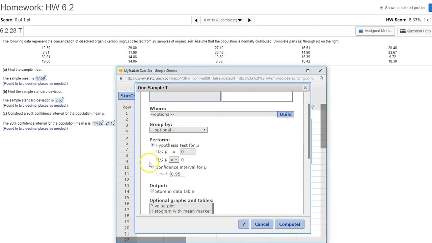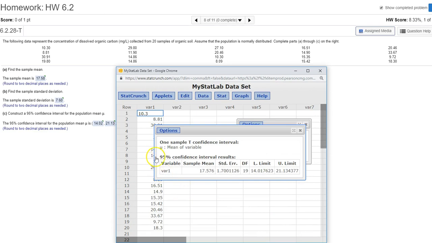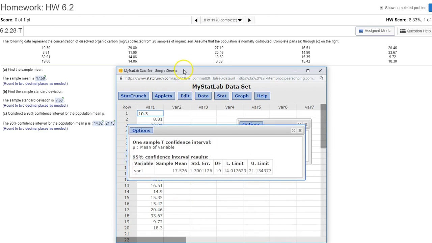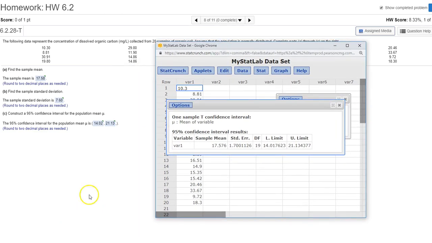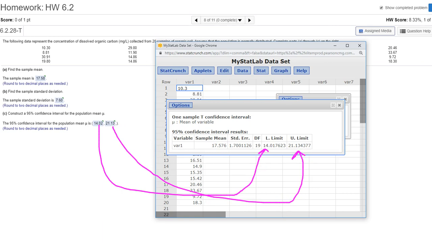And I'm going to scroll down. What is my confidence interval here? Oh, both of them match. This is 95 and 95, so I don't have to change it. And all I have to do is compute. Once I have it, I am simply going to go ahead and show you. I do have my lower limit and I have my upper limit. All right? Perfect.